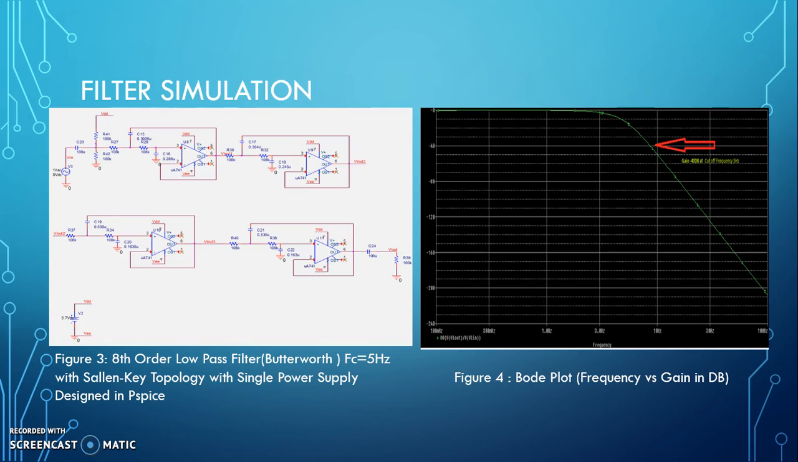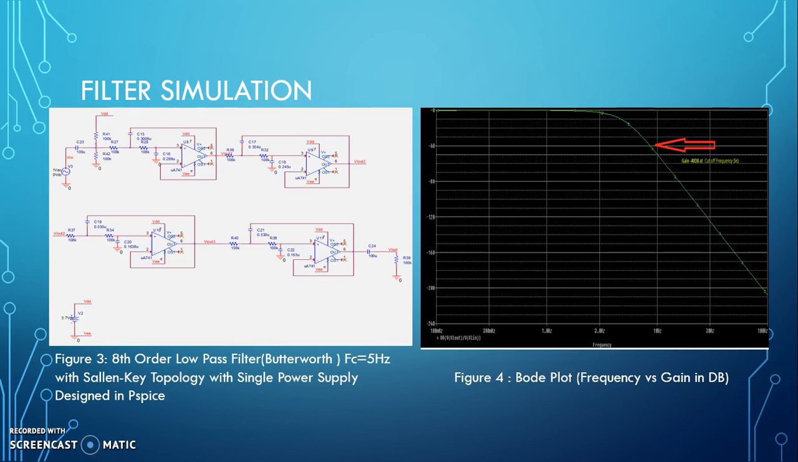And here is the filter I designed using Cadence Capture CIS editor. It is an 8th order Butterworth low-pass filter. And as you can see, the simulation results from the LPF. It's a Bode plot of gain in decibel versus frequency. The red arrow is identifying the cutoff frequency for the filter, which is 5 Hz.